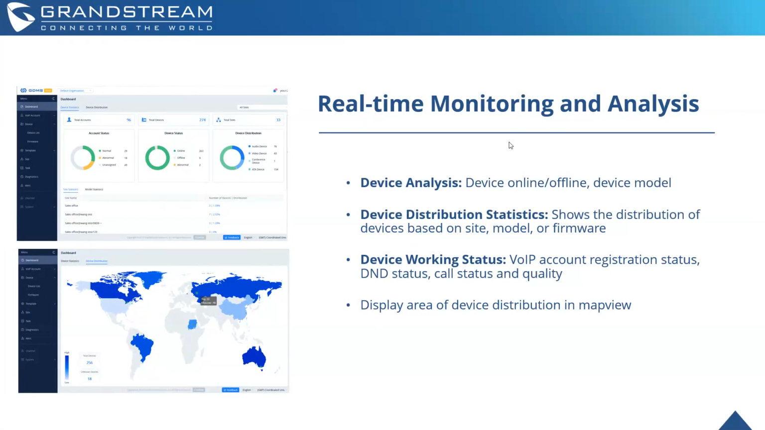All right. And for device working status, you'd be able to see your VoIP account registration status, your DND statuses, call status, and quality. This can display an area of device distributions in a map view as well. So if you tend to deploy more regionally across several locations, you'd be able to see up and down statuses based on a global network as well.